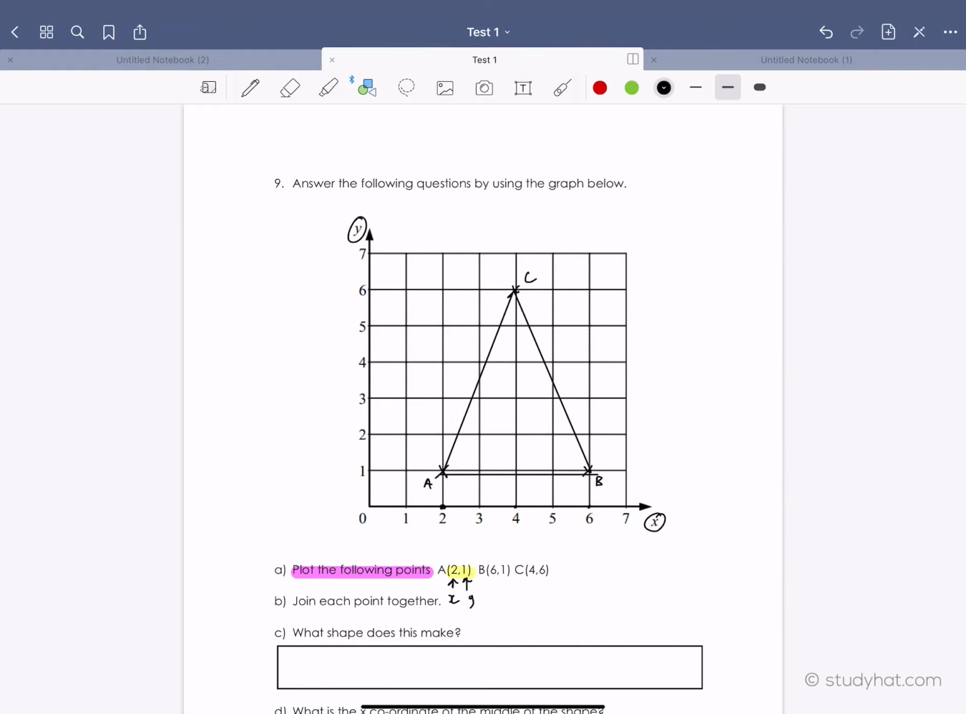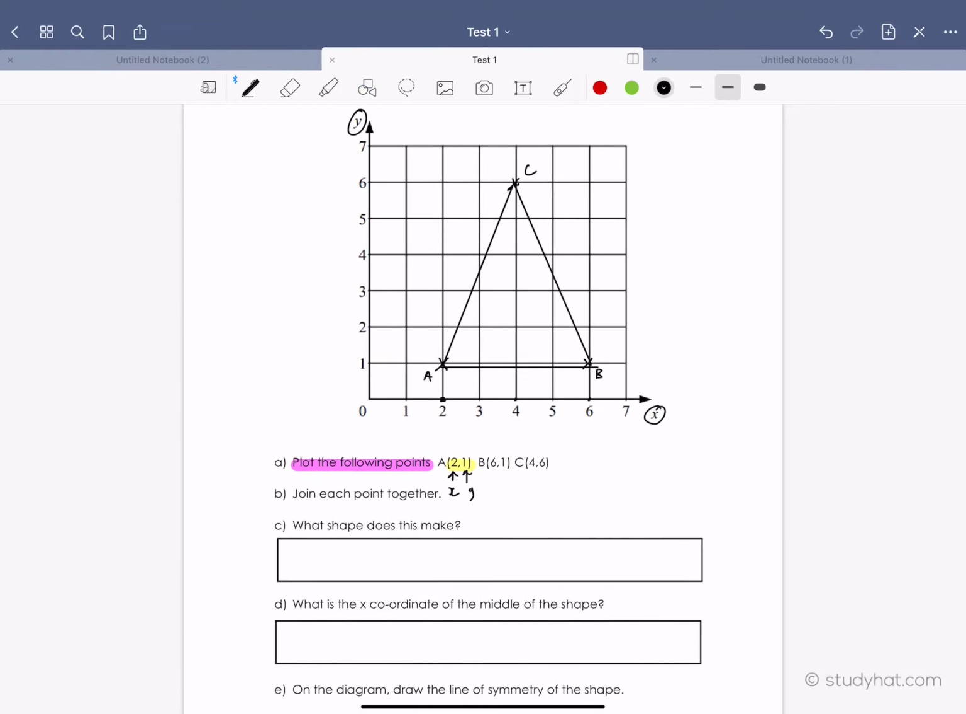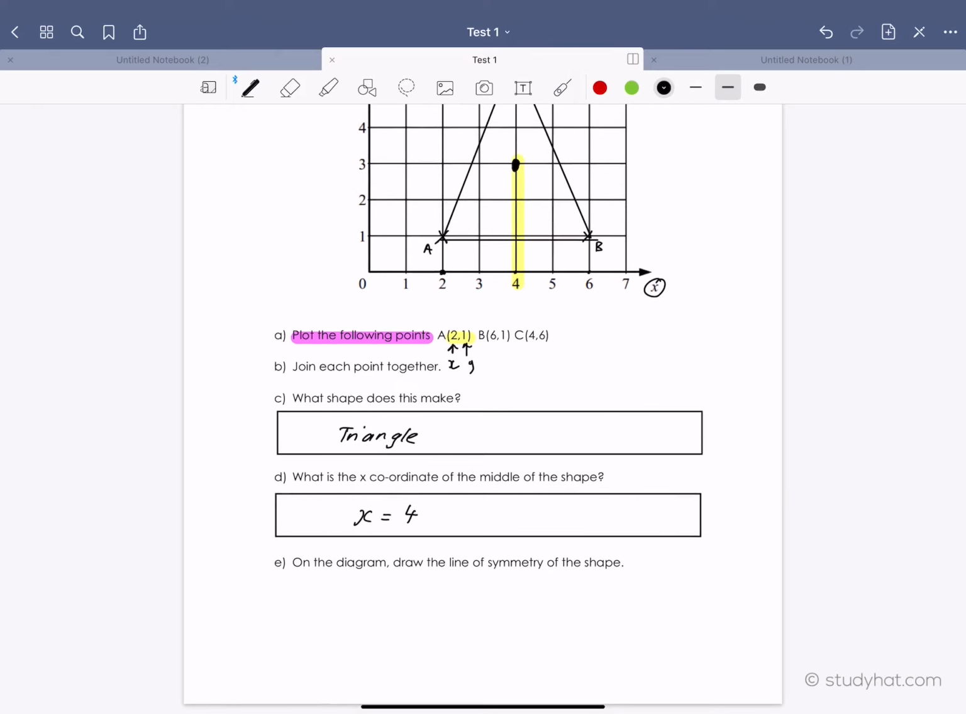Now, I think you'll know what shape that is. That is a triangle. What is the x-coordinate of the middle of the shape? We can see this is the middle of the shape here. And if we go down, we can see that the x-coordinate is 4. Finally, it says on the diagram, draw the line of symmetry.